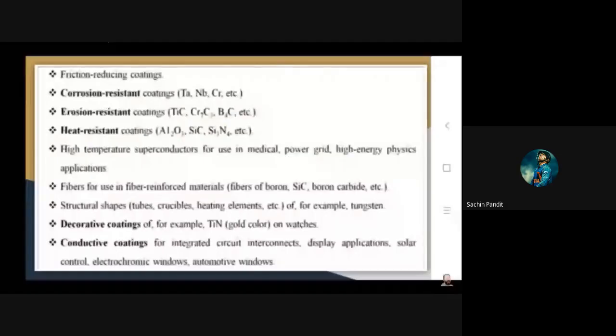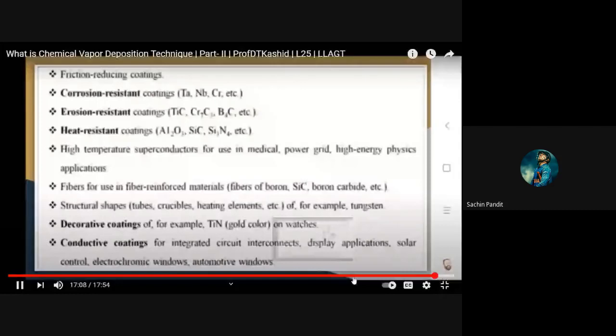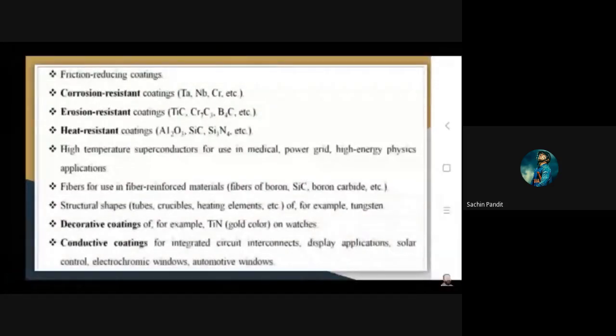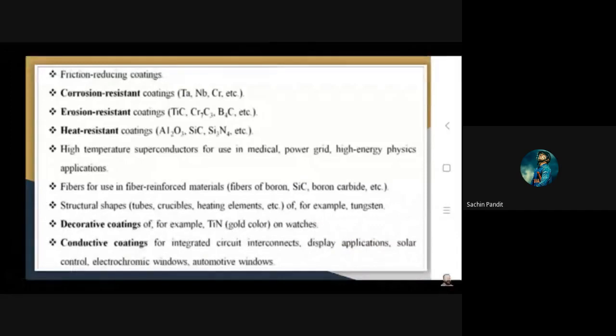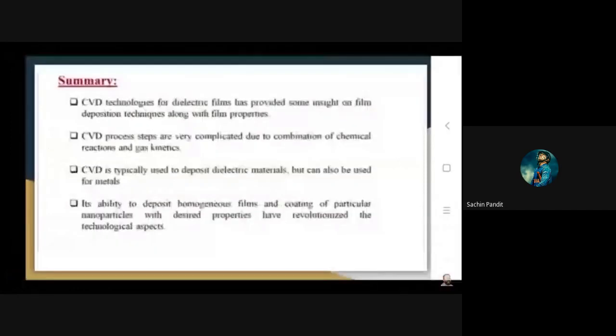Display application, solar control, electrochromic windows, automotive windows. So for all these applications, you can use the chemical vapor deposition surface coating technique. Okay, so here I have given some summary about this.